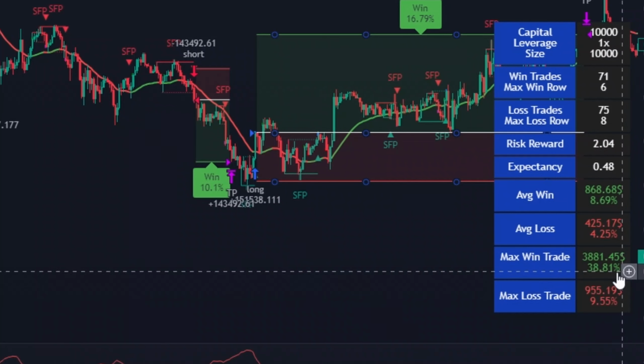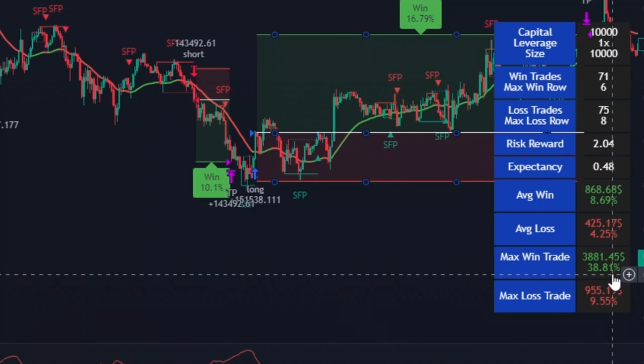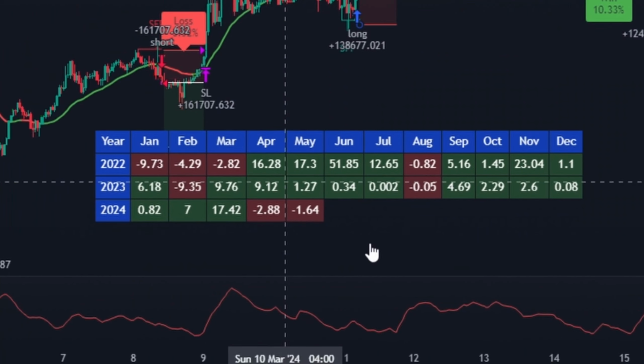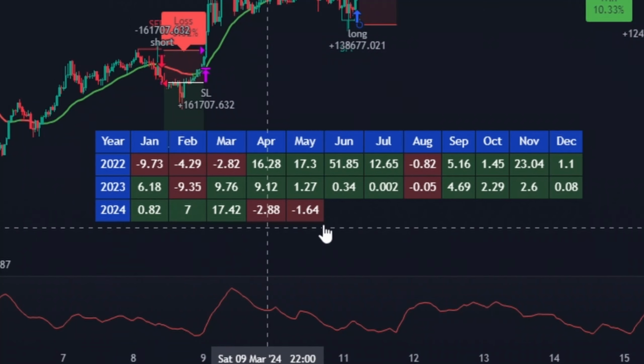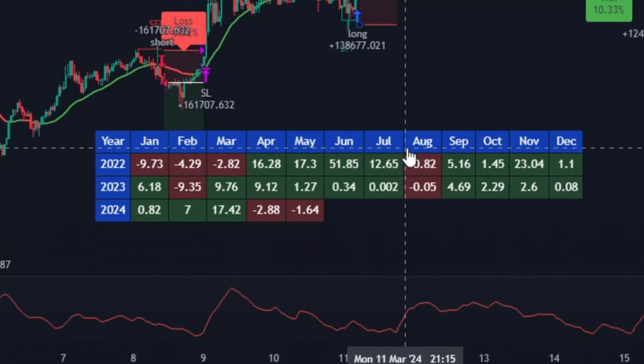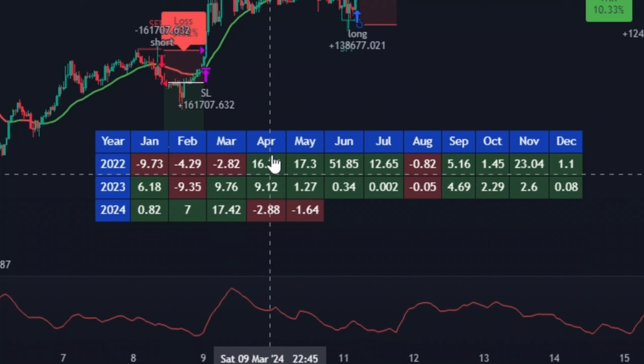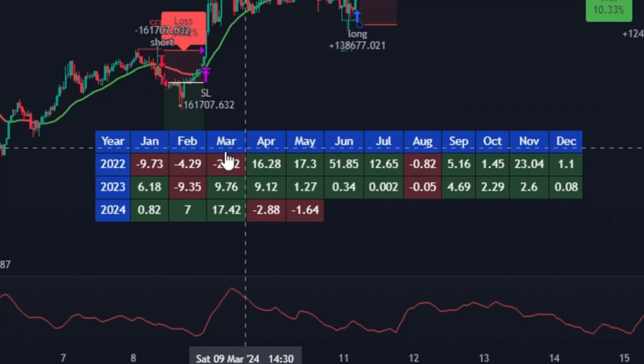Max win trade 38.81%, really good, and max loss trade 9.55%. Looking at the monthly table, as you can see, we have mostly profitable months, there is a good distribution of the profits, and we have some losing months, especially here in 2022, exactly at the beginning of the year, as you can see from this equity phase.